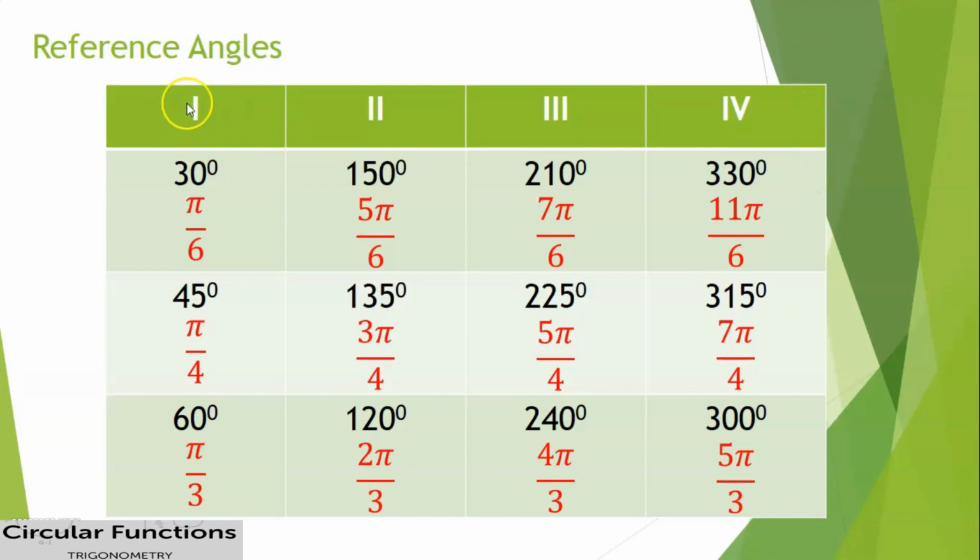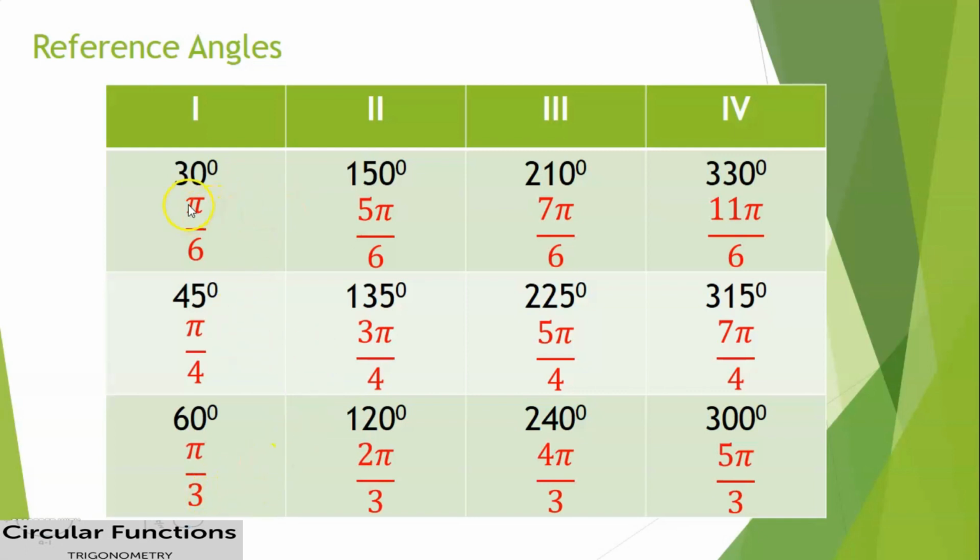Now, going back to reference angles, for special angles, like 30 degrees, 45, and 60 degrees. 30 degrees, its corresponding standard angle in the second quadrant is 150 degrees, 210 in the third, and 330 degrees in the fourth quadrant. And since we're talking about circular functions, we will be dealing with radian form. So 30 is pi over 6, this is pi over 4, and this is pi over 3.